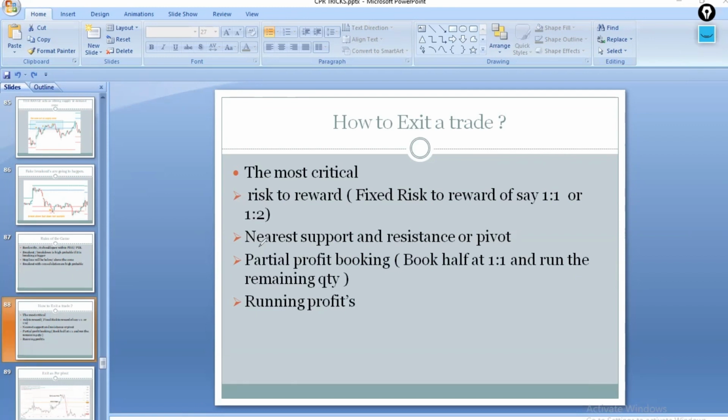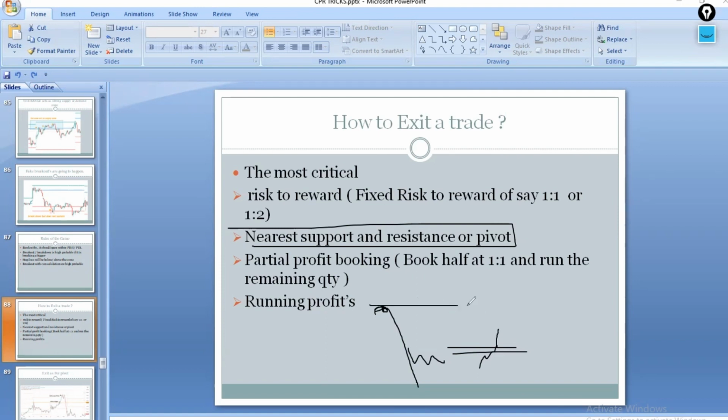Moving forward to the next point, which is the nearest support and resistance or pivot, right? So basically, let's say you have taken a previous day high and R1 trade, right? And then there is, let's say, a very strong supply zone over here from where the market would have fallen in the previous 3 to 4 days, right? So if there is a breakout, you can look forward to booking your gains at the nearest resistance, right?